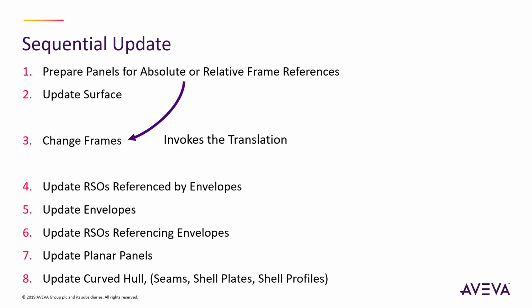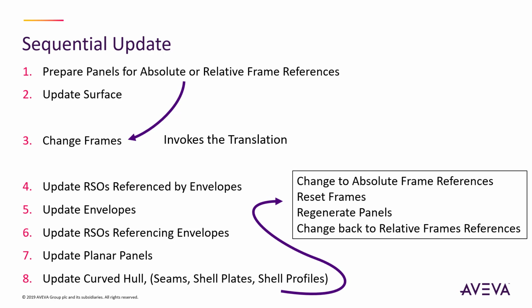Now, if you are planning on changing the frames after that to try and go back to a sequential framing system, then you could in addition change the panels at that point to absolute frame references, reset the frames, regenerate the panels, and change them back to relative frame references if you needed to. So based on what you want out of this sequence, you can do quite a lot within that, depending on what your outcomes are for this process.